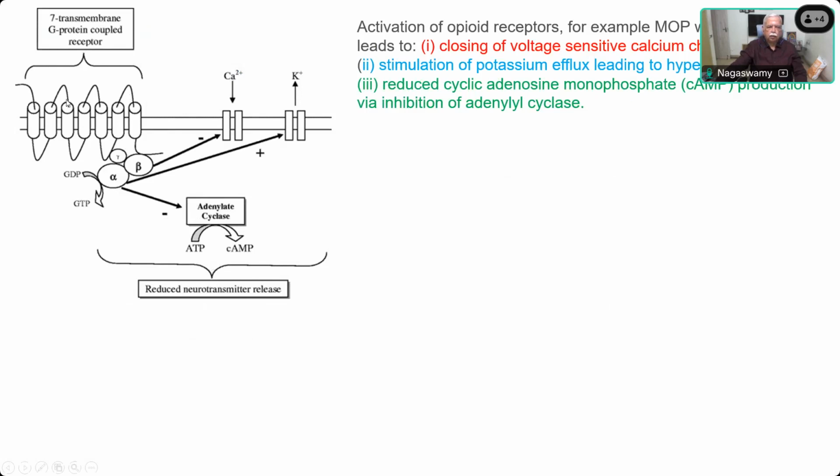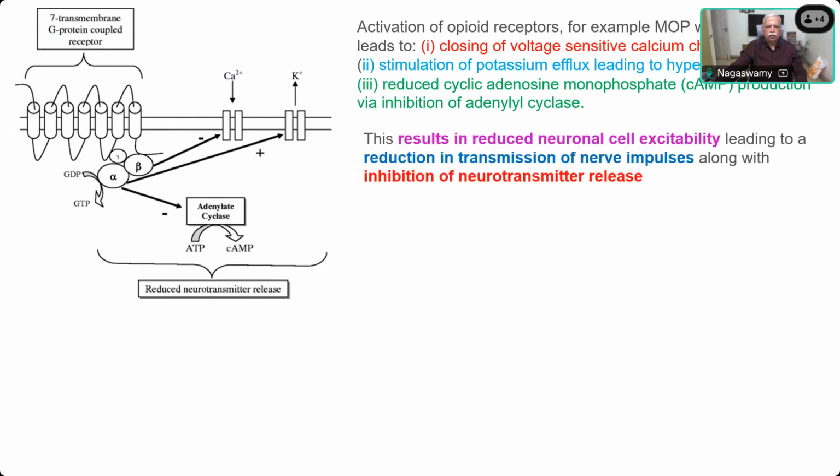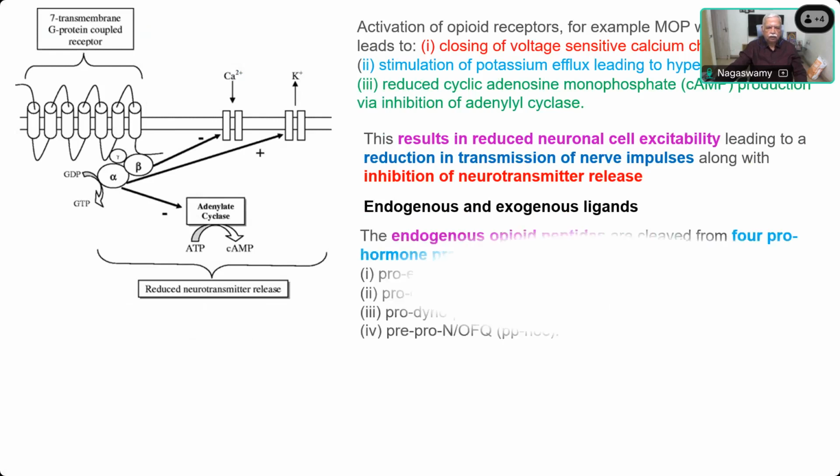So if you can just remember this simple diagram, you can describe the mechanism of activation of these G protein coupled receptors, which are inhibitory. These three mechanisms result in reduced neuronal excitation, reduced transmission, and also inhibit neurotransmitter release. So this is how the neurological effects are produced. And there are endogenous and exogenous ligands which are able to stimulate these receptors.